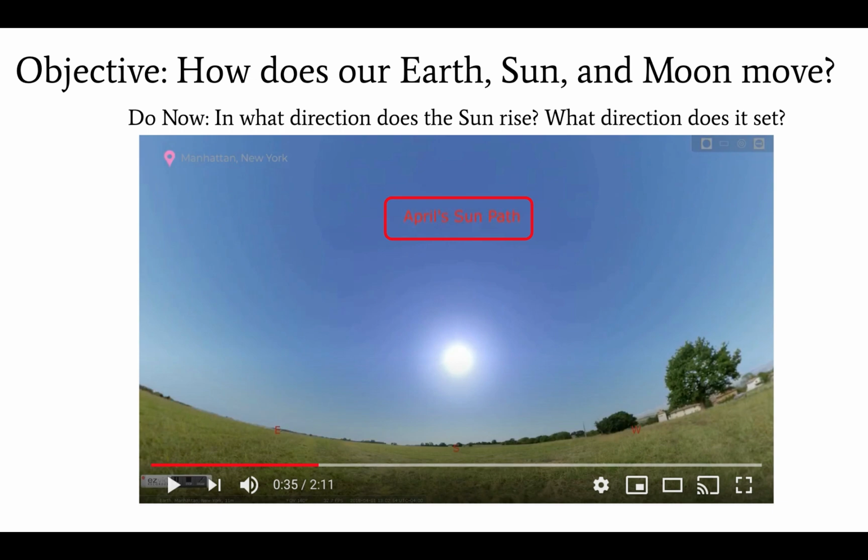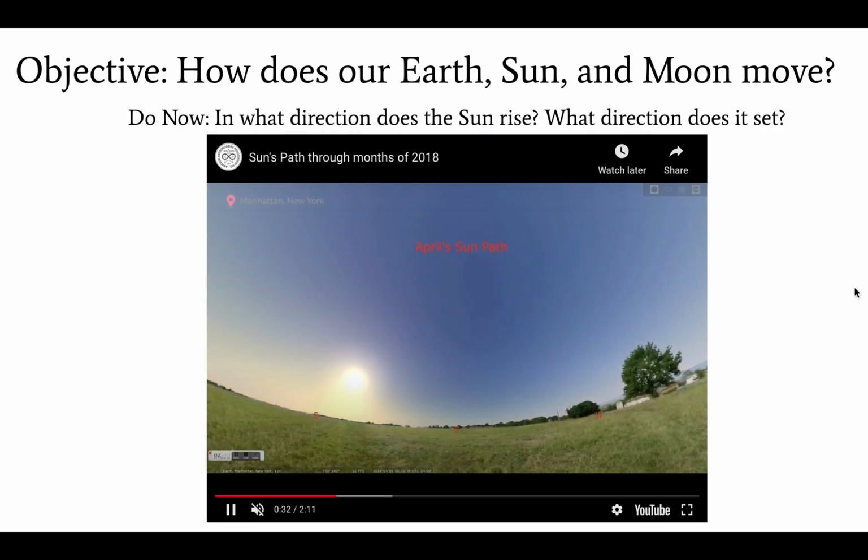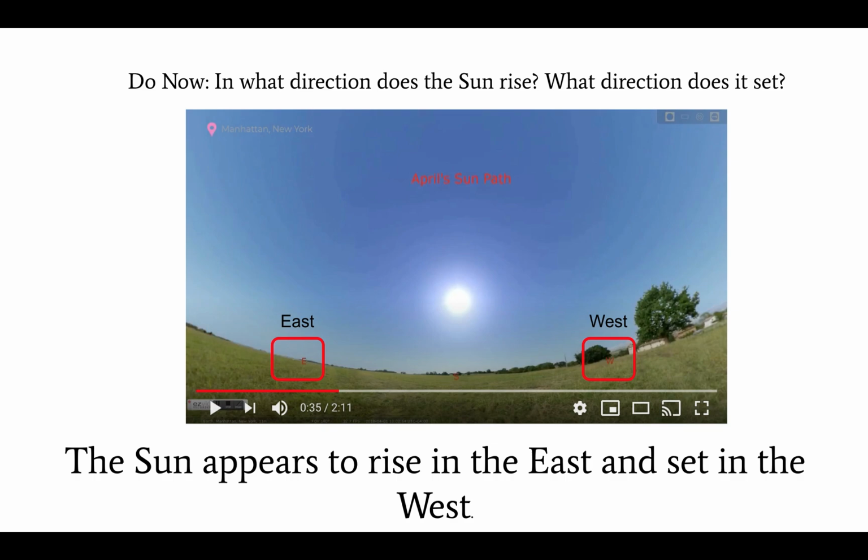In this simulation, it's also important to note that we are pretending that the camera is facing due south, so east is on our left and west is on our right. All right, now let's watch the simulation to see how the sun moves. All right, as you can see, the sun appears to rise in the east and set in the west.